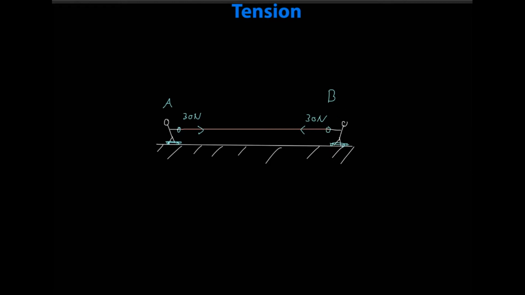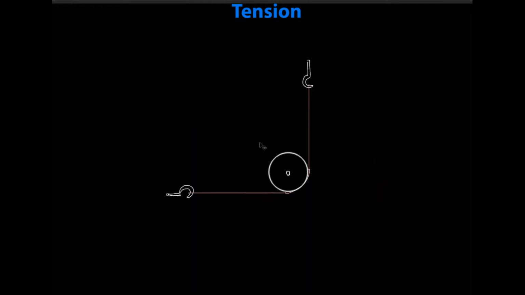Now, these forces are nice and straight. But what if I rounded this string around a pulley? Well, if this string is pulling this hook with 20 newtons, it is also pulling this hook with 20 newtons. The key point is the tension throughout a string must be uniform.